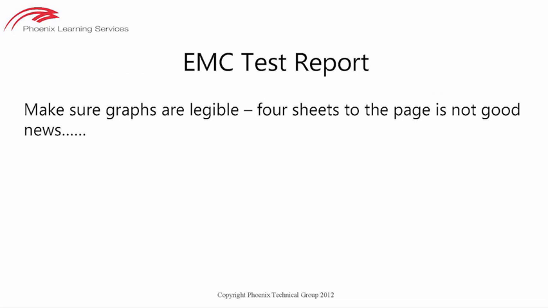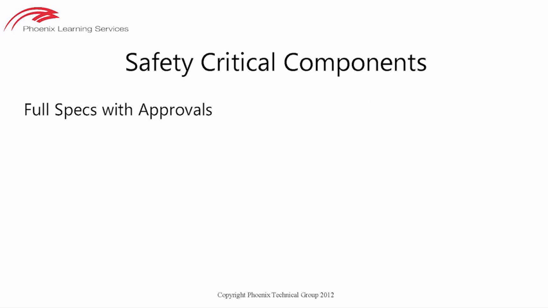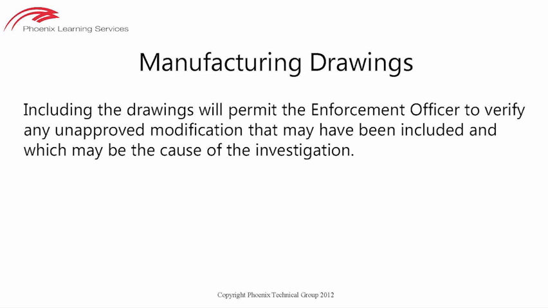Next, we've put in an EMC report. That may not be necessary for all products, but make sure that the graphs are legible. Once again, 4 sheets to a page is not good news. Now we get to the configuration parts, the hardware parts. A list of the safety critical components is a big section. The next section is even bigger.